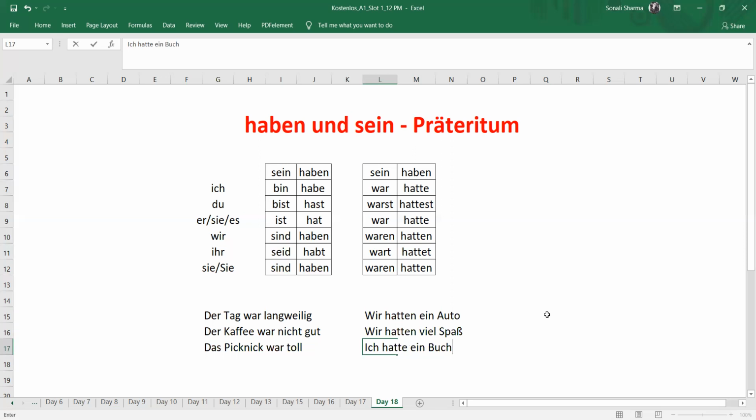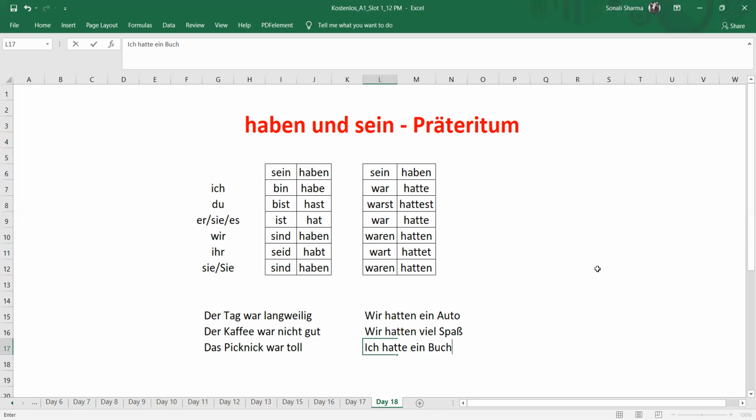So again, if you could see, the rule is that people get confused about when to put haben and when to put sein. A very simple rule is haben is an accusative verb. So you need to figure out the object part. If I say wir hatten ein Auto, wir is the subject and Auto is the object. Again, wir hatten viel Spaß. Ich hatte ein Buch. So when we have something, there we are going to put haben.